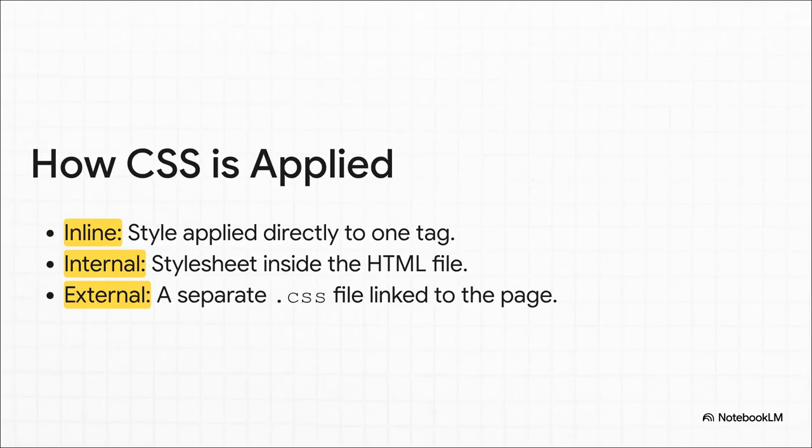Now there are a few ways to add CSS. You could, for example, stick styles right onto a single HTML tag, or you could write them inside the HTML file itself. But honestly, the best and most common way to do it is to use a totally separate external file. Think of it like having a separate blueprint just for your interior design. It keeps everything neat, organized, and way easier to manage.